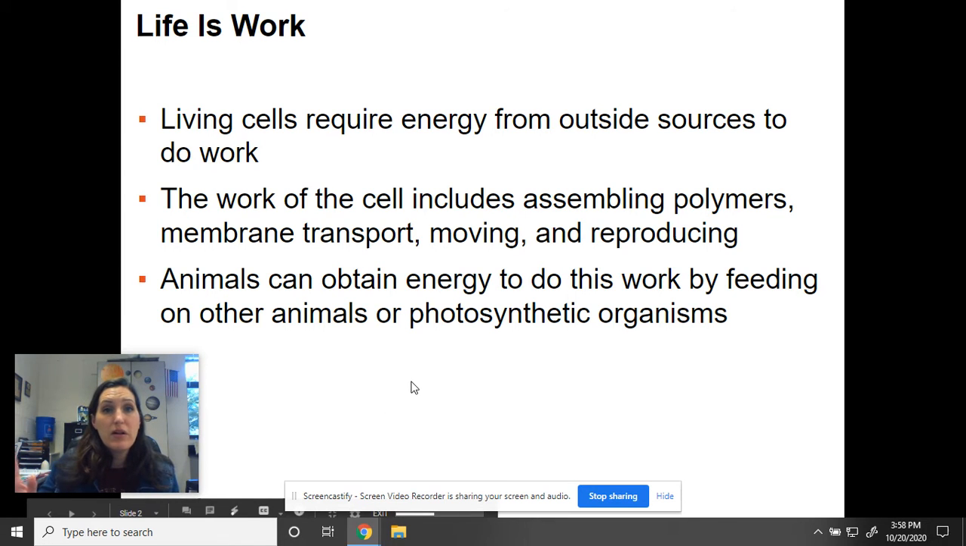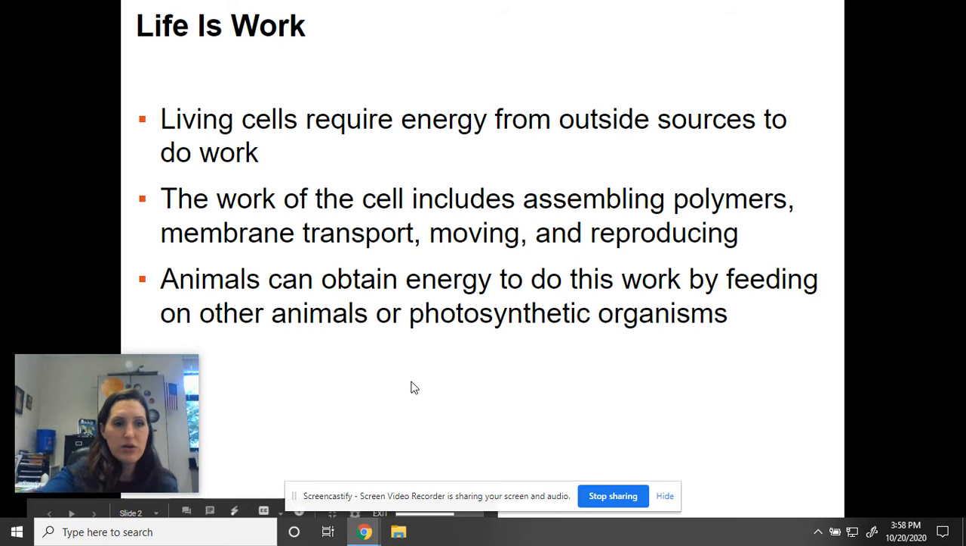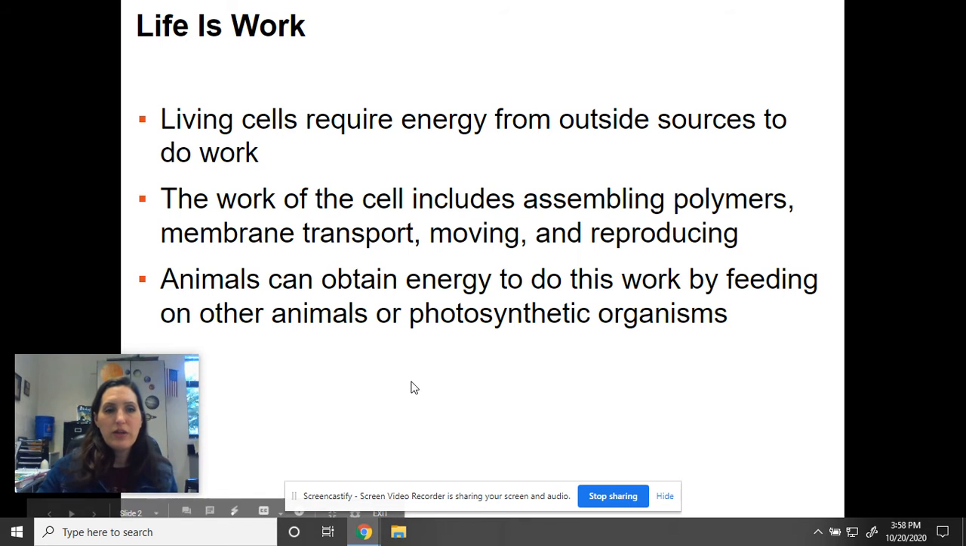Okay, living cells need energy. You know this, it's a characteristic of living things that we have to get energy. You need energy to assemble polymers. That's your biochemistry. You need energy to do membrane transport. That was transportation across the cell membrane. Also moving and reproduction, which we will get to later on.